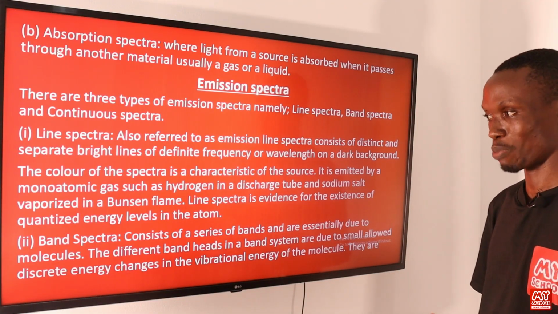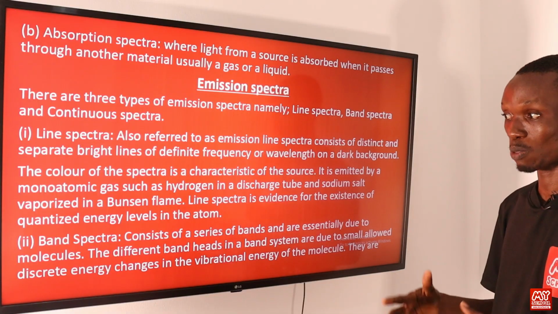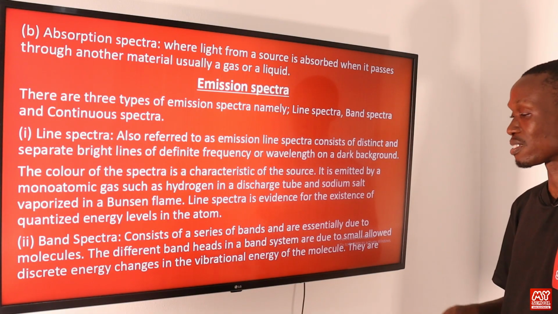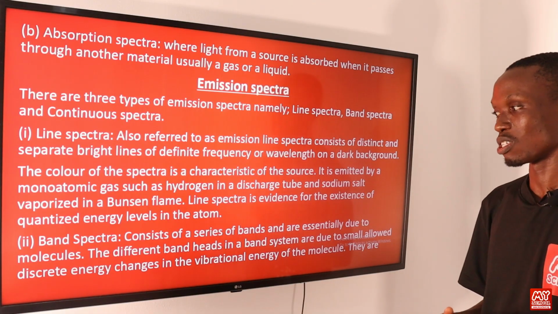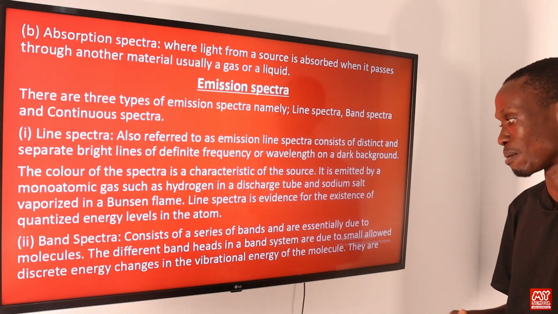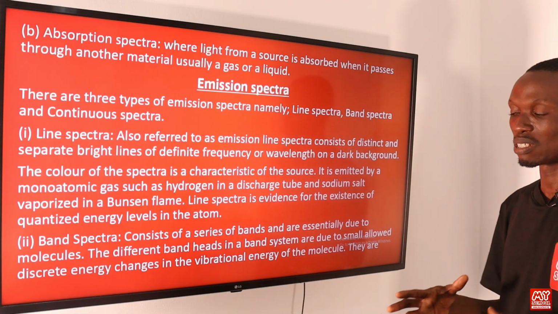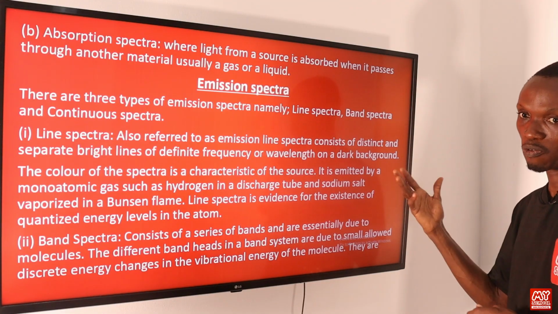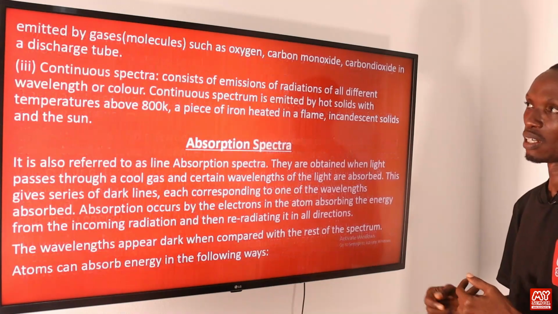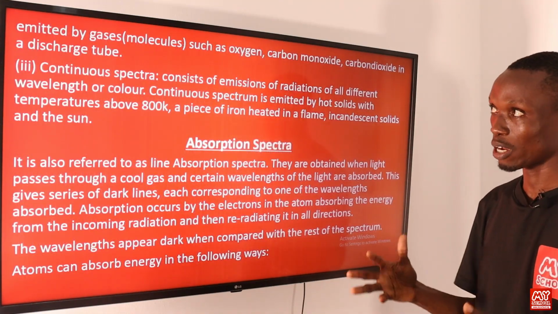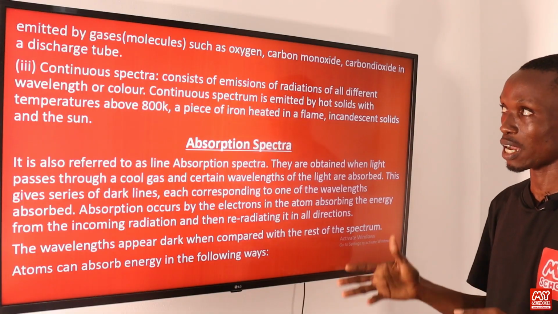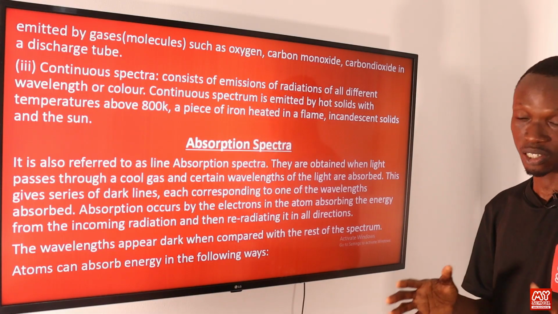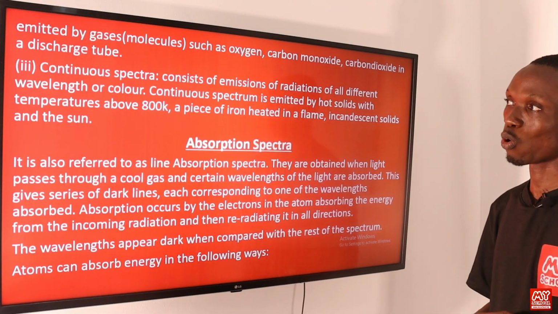Now let's talk about band spectra, which is the second type of emission spectra. Band spectra consists of a series of bands and are essentially due to molecules. The different band heads in a band system are due to small allowed discrete energy changes in the vibrational energy of the molecule. They are emitted by gases, molecules, such as oxygen, carbon dioxide, carbon monoxide in a discharge tube.